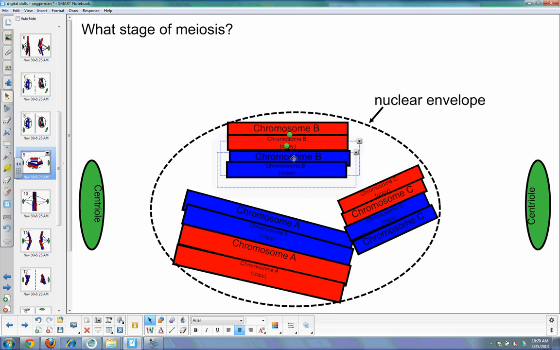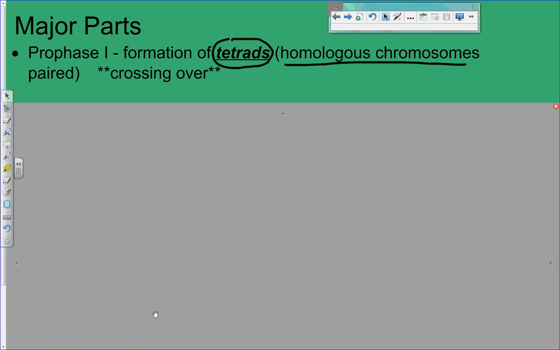After that comes metaphase 1. Now remember, we know that during metaphase, things tend to line up in the middle. So here, instead of having our sister chromatids line up in the middle, the tetrads line up in the middle. So let's go ahead and take a look to see what that looks like over here. So we're going to switch to the next slide here.